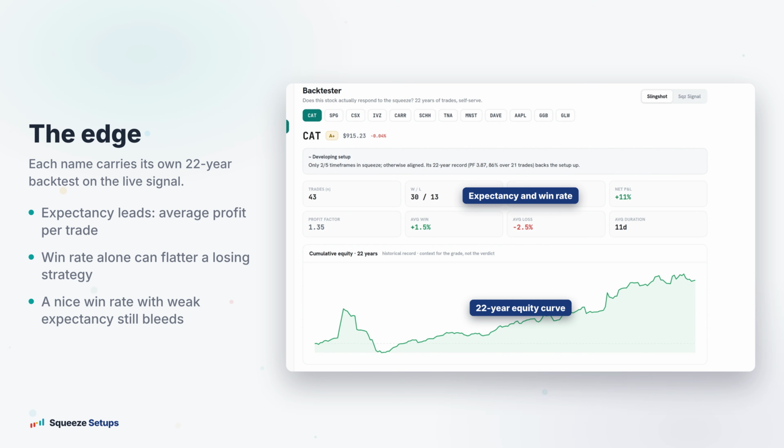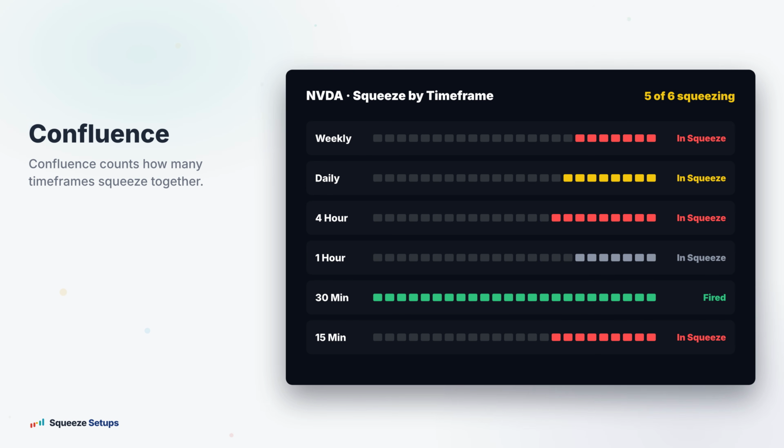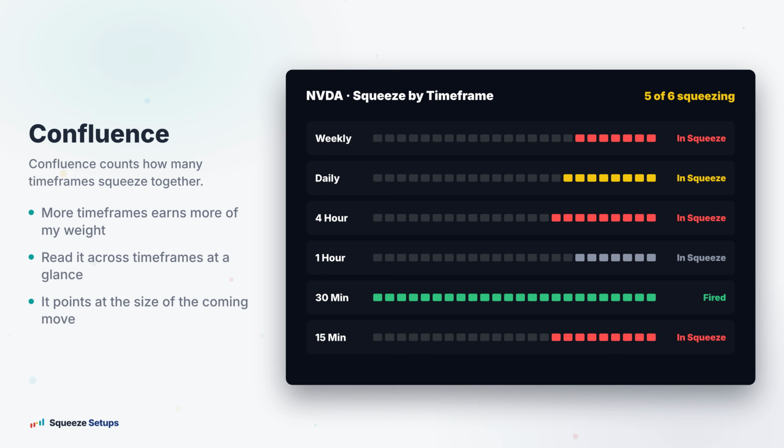Now, the second thing that you'll find inside of the drawer is the Confluence. Here you'll be able to see how many different time frames are squeezing together in one quick, easy to view glance. The more time frames we see, I put more weight on that. That's not because we have a higher win rate. That's because through our testing, we found the more squeezes we see, the bigger the moves tend to be. So please keep that in mind. More squeezes does not mean higher win rates. It just typically tends to lead to bigger moves. At least that's what historical data has suggested. So those are the key things that I'm looking at inside of the drawer.